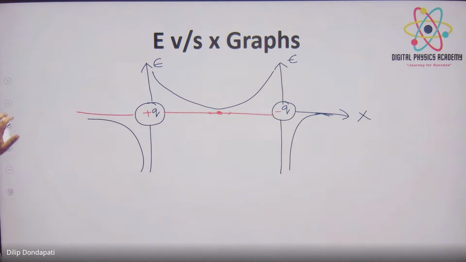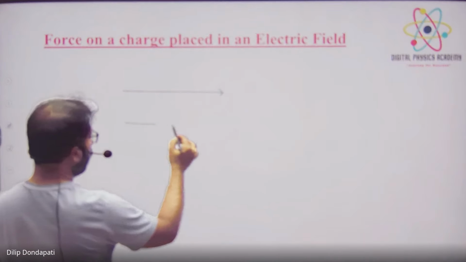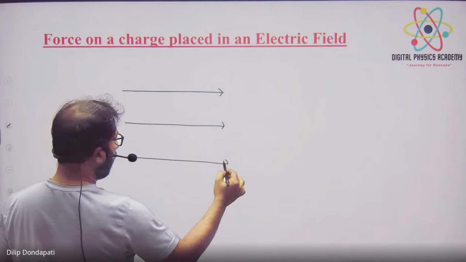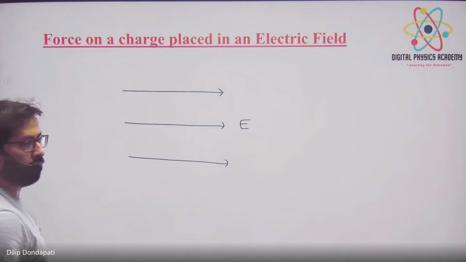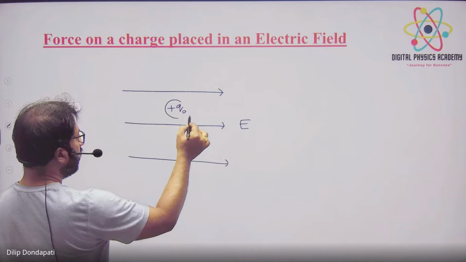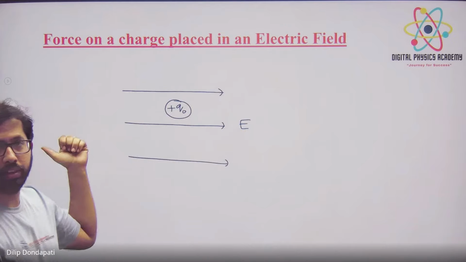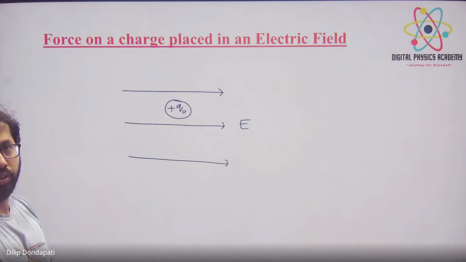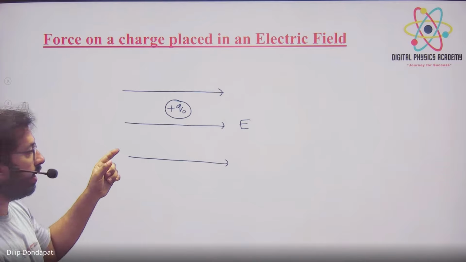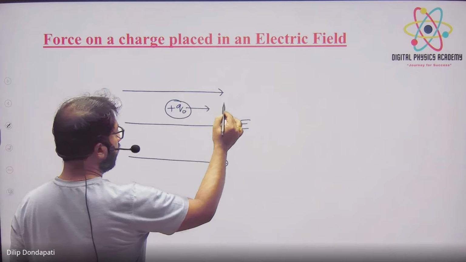And there is a small concept: force on a charge placed in an electric field. There is a formula for the force on a charge placed in an electric field. See, we already know this one. So this electric field direction is like this. Suppose I place a point test charge here in this electric field region, the test charge will move right side or left side. In which direction will the force act? The force will be acting in the direction of the electric field, right? It is a positive charge, so the force will be acting in this direction.